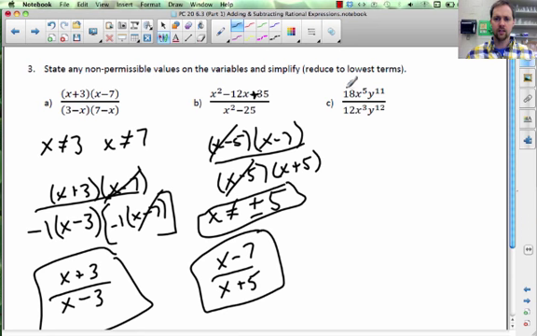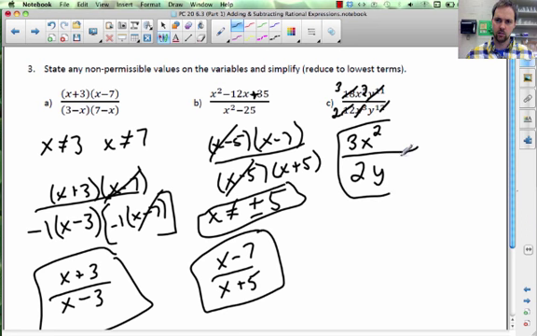Alright, 18 and 12, they have a common factor of 6. So 18 divided by 6 is 3, 12 divided by 6 is 2, so we're left with 3 over 2. Now there's 5 x's on top. 3 of them will cancel with all the x's in the denominator. We'll be left with 2 x's in the numerator. There's more y's in the denominator by 1, so there will be left 1 single y in the denominator.